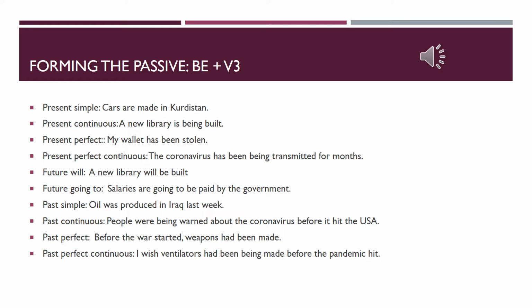A car is made in Kurdistan. Cars are made in Kurdistan, right? The be is changing to show plurality and tense, but the verb 3 stays the same. Also, you know that when I want to form a negative with be, I just add not. So cars are not made in Kurdistan. A car is not made in Kurdistan. And you also know that be is a helping verb as well as a main verb. So here, be is the helping verb for question formation. Are cars made in Kurdistan?